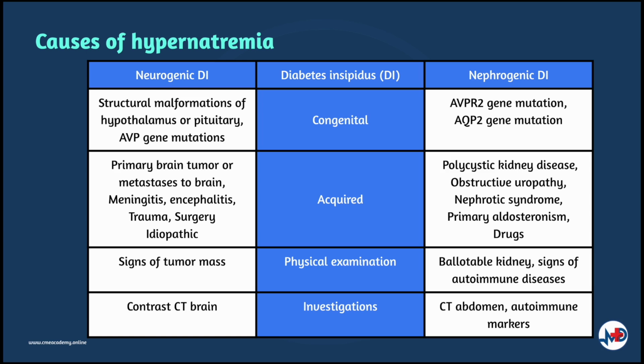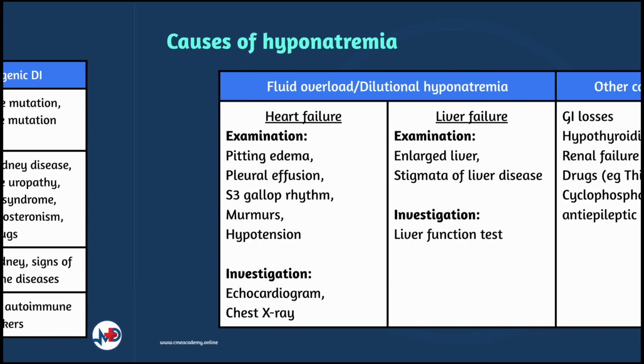On examination, look for any ballotable kidneys, which could be suggestive of polycystic kidney disease, any other signs of autoimmune disease and obstructive uropathy, and then confirm by obtaining CT abdomen to assess the integrity of the kidney, and autoimmune markers to evaluate for autoimmune diseases. Lastly, screen for any medications that could lead to hypernatremia.